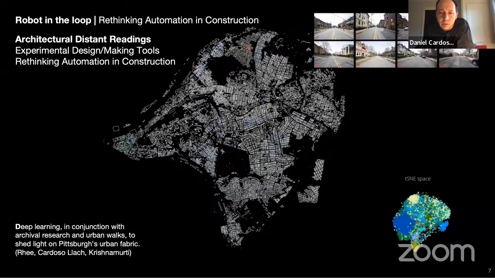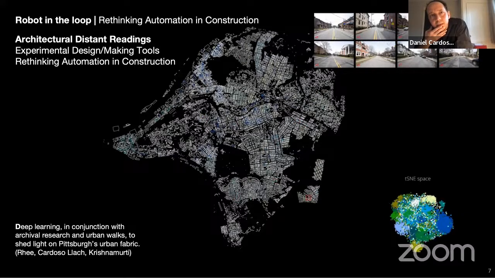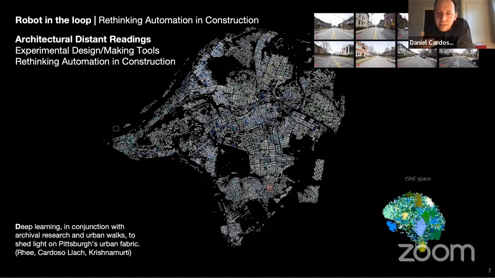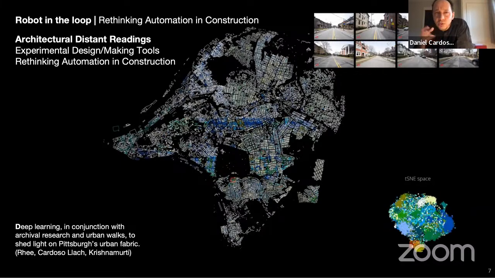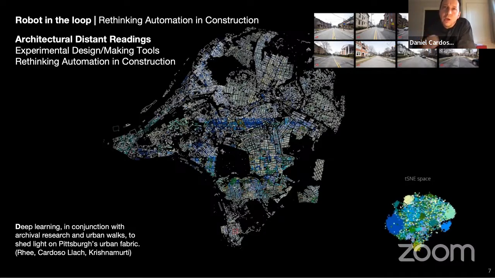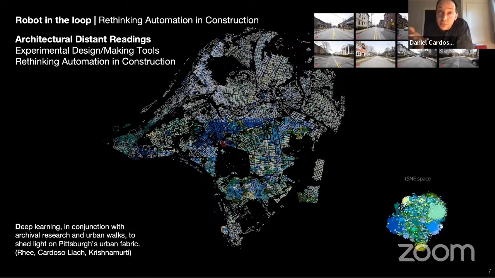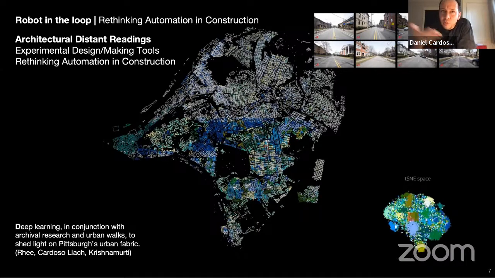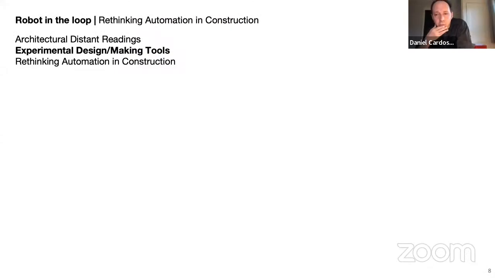In this particular project, we also used deep learning techniques to rethink our understanding of the urban fabric of Pittsburgh. We developed a new kind of data structure to represent urban space that takes into account not just individual buildings, but also their surrounding spaces. With that data set, we're able to ask different kinds of questions about the morphology of the city and to create a new kind of gradient map of the urban context of the place.